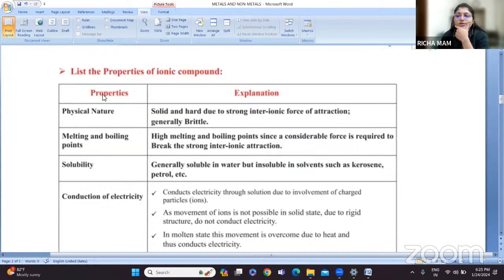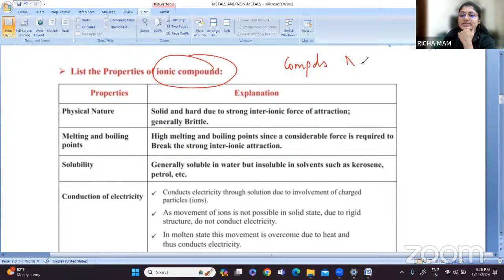Now next is the properties of ionic compounds. What are ionic compounds? In ionic bond formation, there will be transfer of electrons. One atom takes the electron, another atom gives the electron. So the compounds wherein the transfer of electron takes place are called ionic compounds.